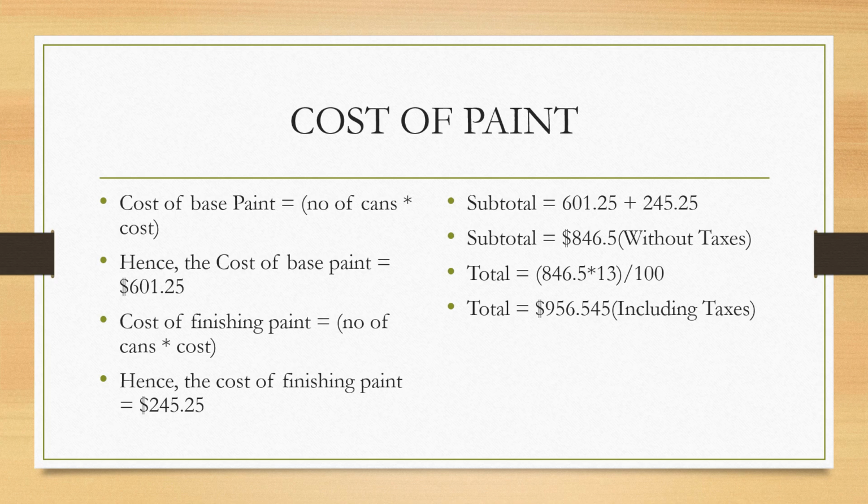So this is the subtotal which needs to be calculated with the help of the area provided and the number of cans also. So if we add the taxes of 13% to the subtotal, we will get $956.545 with the taxes. So this is the gross total of the cost of painting the room which the customer wants, by decoding his needs of area, the measurements, the dimensions, height and width, excluding the doors and the windows.